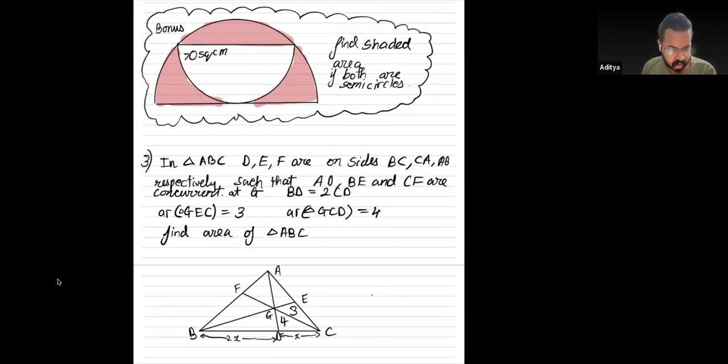Here you can use the fact that two triangles having the same height will have their areas in the ratio of their bases, or two triangles with the same base will have the area in the ratio of their heights.